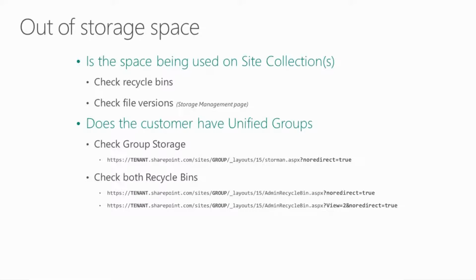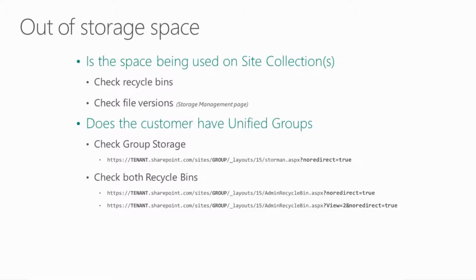The other thing you want to check, and this is what we've seen happen most recently, is the unified groups. Like we discussed previously, the unified groups are using the global SharePoint pool storage, and there is not really a good display at the moment as to how much storage each group is using, and it's not very clear that the groups are using that storage. So what you want to do is check if the customer has any groups, and if that's true, check the group storage. This is also not easy, but what you can do is basically just append to the end of the URL this.